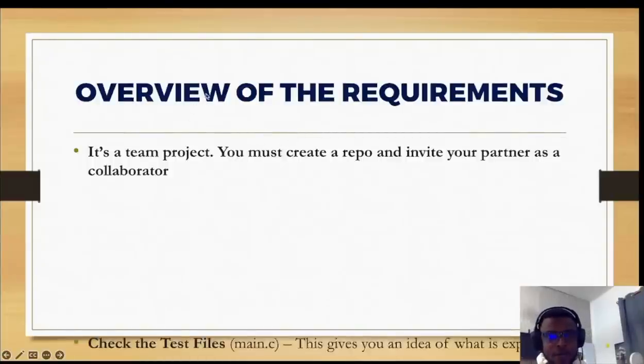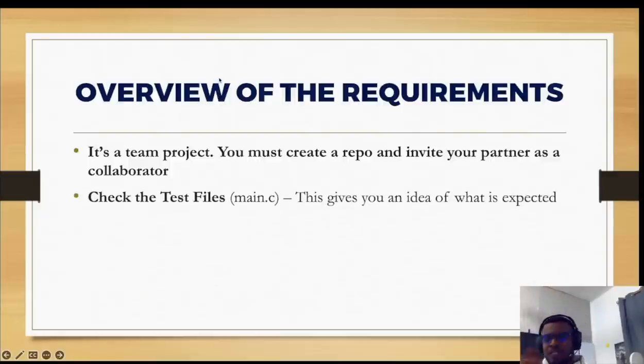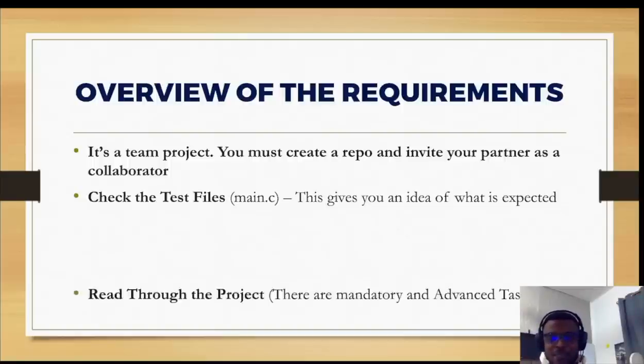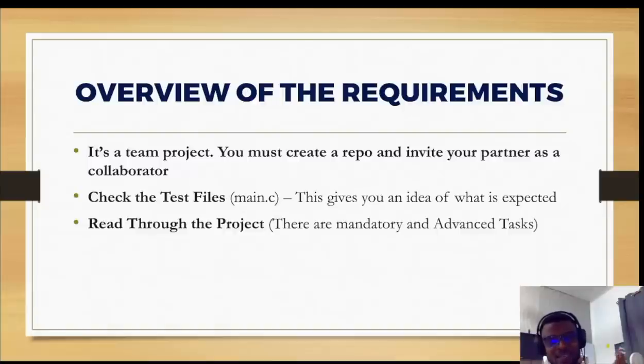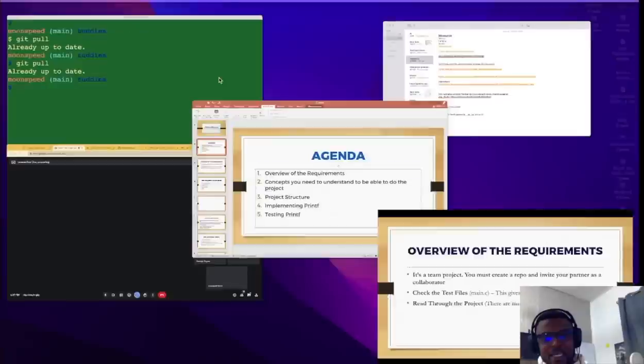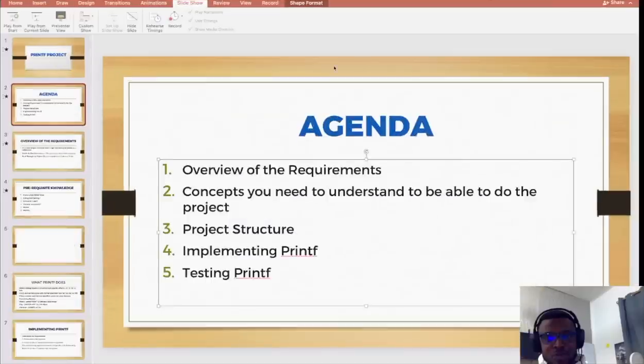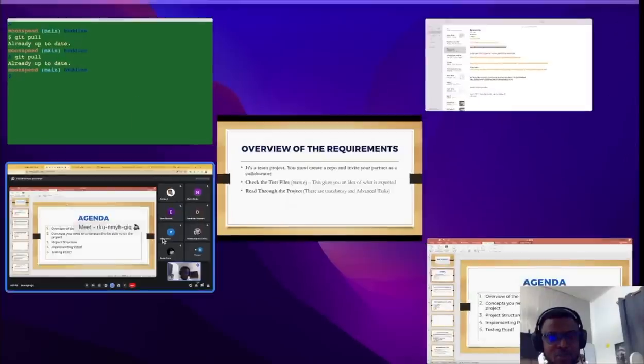All right. So now you have set up your repo. You know that it's a collaborative project that you're about to do. The next thing you want to do is check the test files. It will give you an idea of what to expect in the project. And the third thing you've got to do is to read through the project. Okay, so let's go and get an overview of this whole thing that I'm talking about.